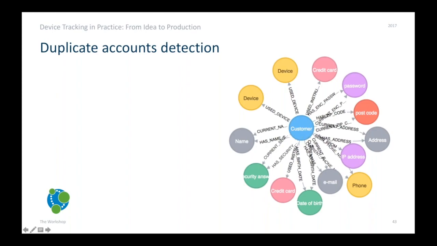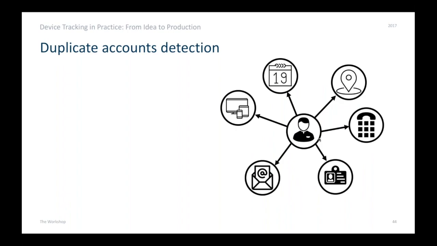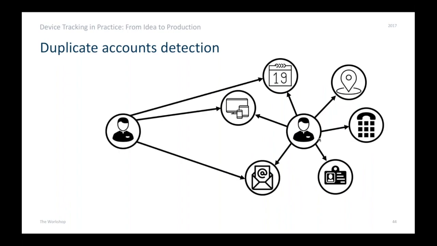So here we've got one customer that has some credit cards. We've got his date of birth here. We've got several devices for him. We've got his phone, email, IP address. This is how it looks in the Neo4j browser. So whenever we have a customer registered and we already have stored all this information for them, what we could do is see the other customers that share some or all of this type of information.